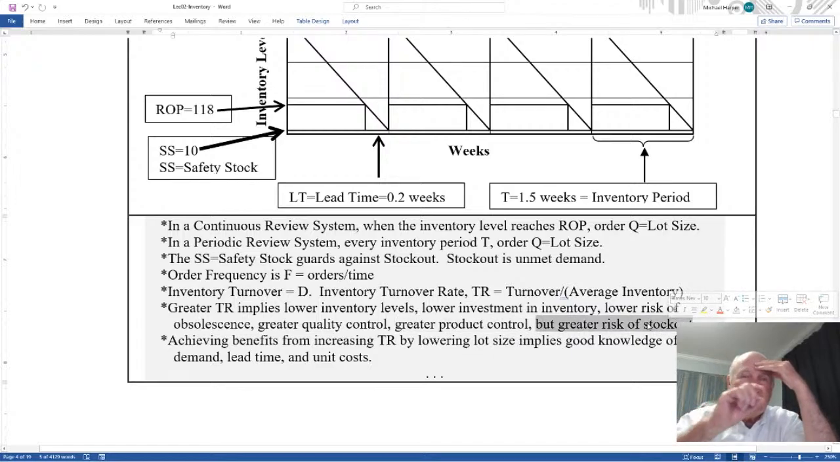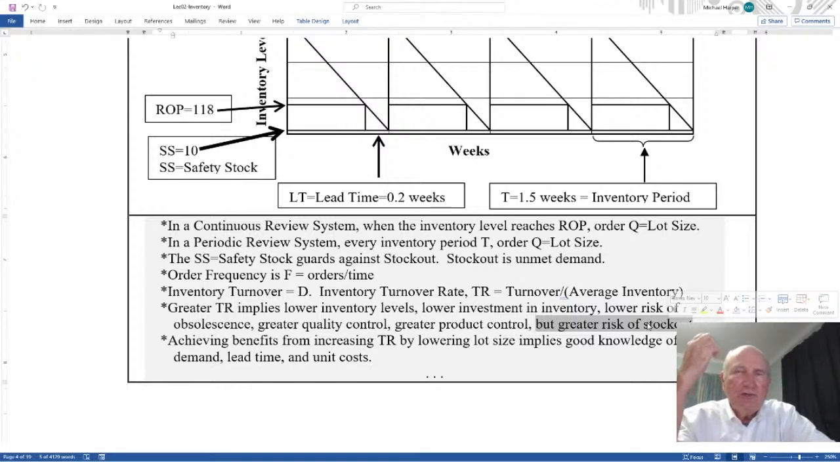So you have to be really careful, because the higher the turnover rate, the greater the risk of stock out. Now, between carrying cost of inventory and stock out cost, the stock out cost usually is, people have estimated, 8 to 10 times greater than carrying cost.